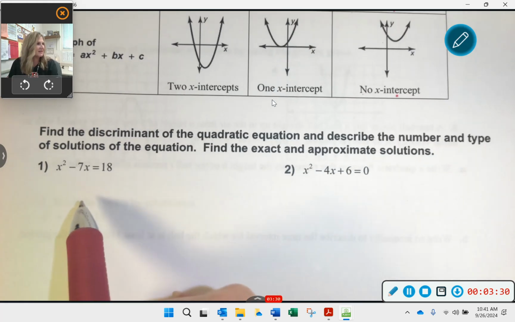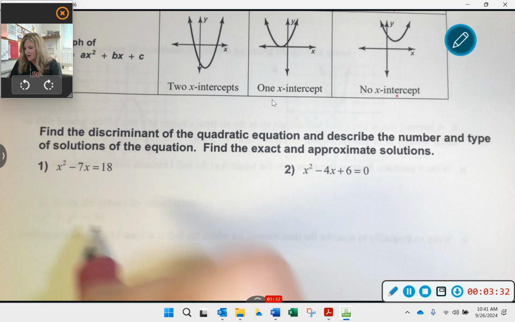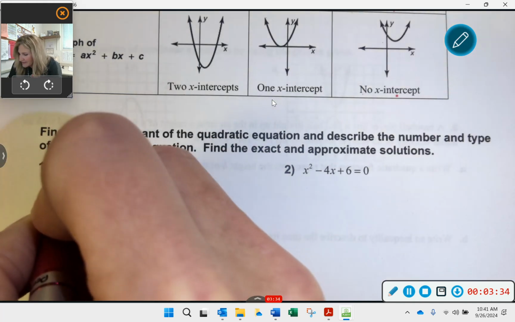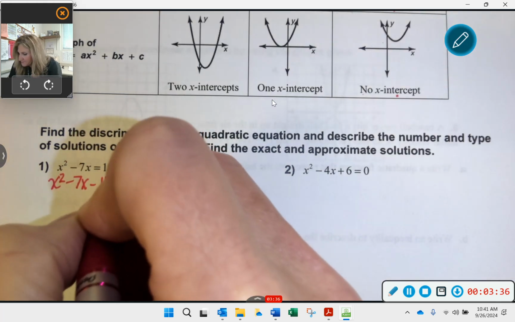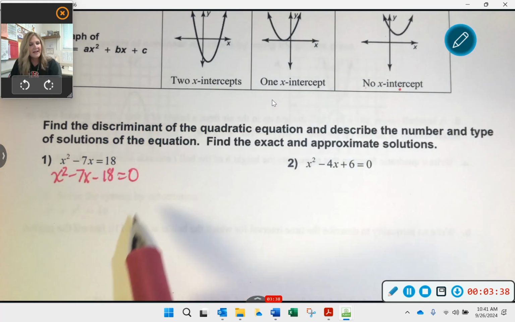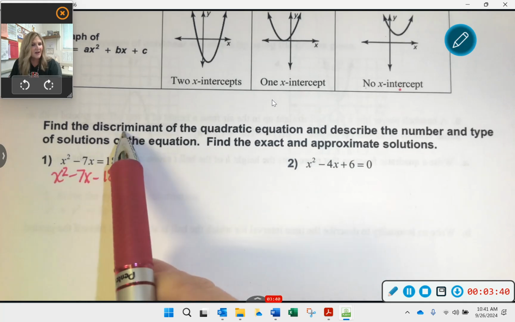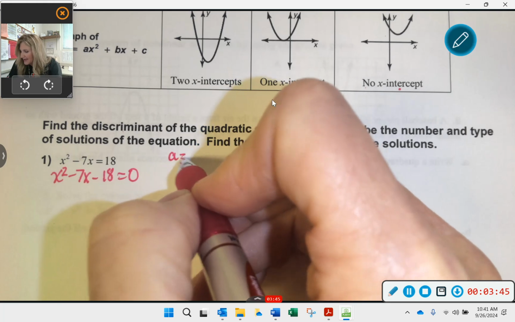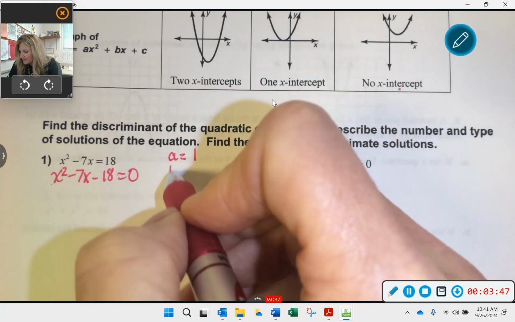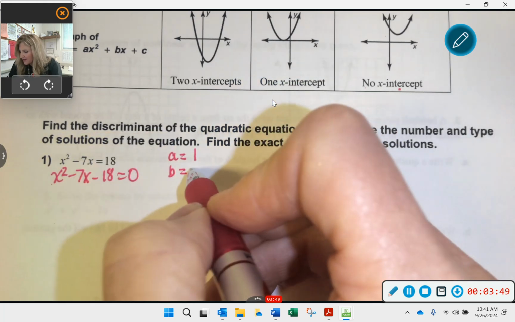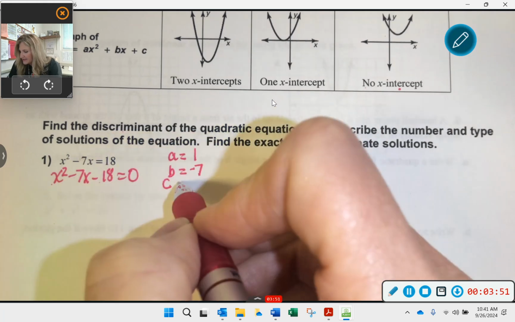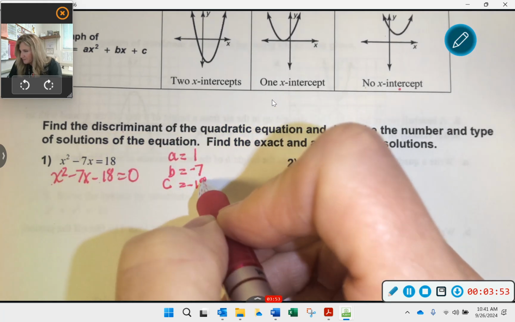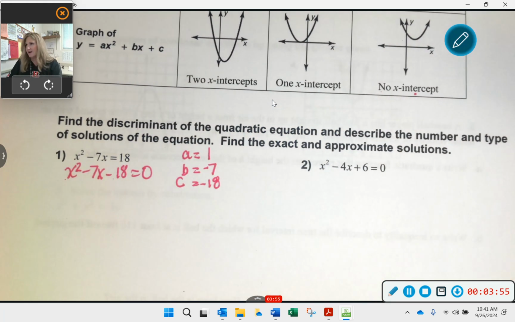All right, let's take a look at how this is all connected to what we've been doing. What do we always have to get this set equal to? 0. So I have to subtract my 18. And it says to find the discriminant, so we're going to do that. We have to know A is the coefficient of x squared, B is the coefficient of x, and C is the constant. So there's what A, B, and C are.